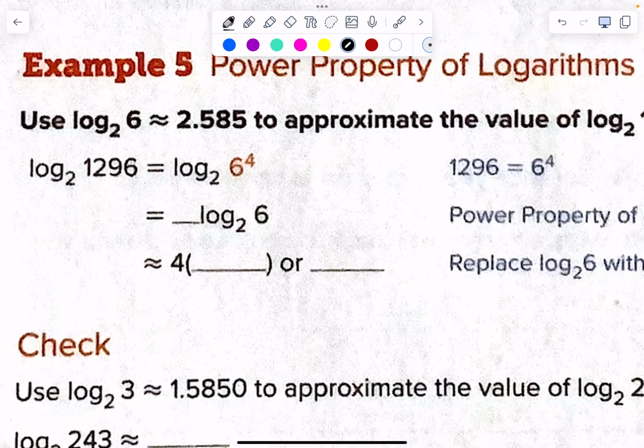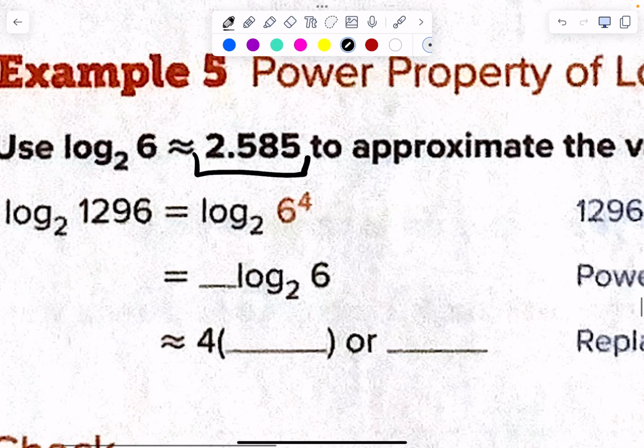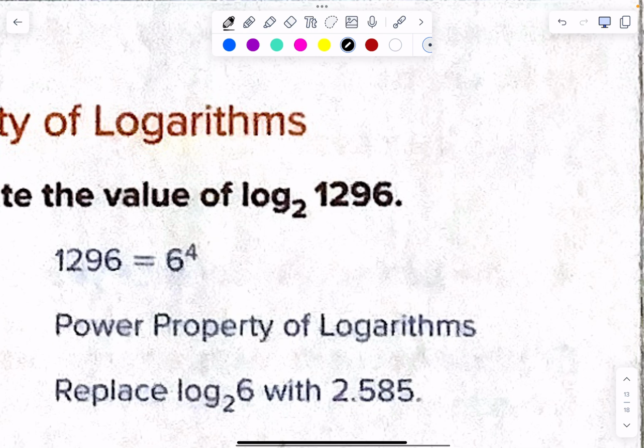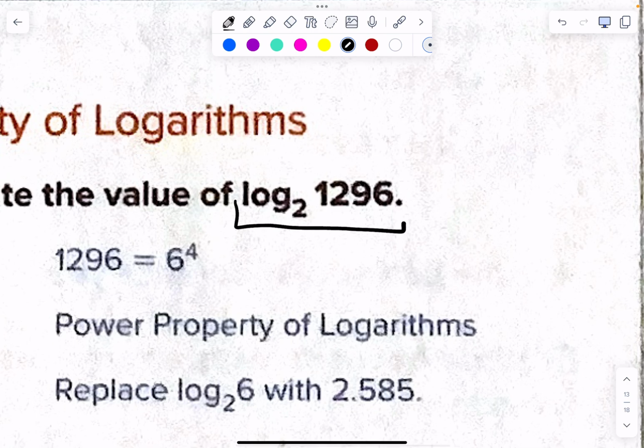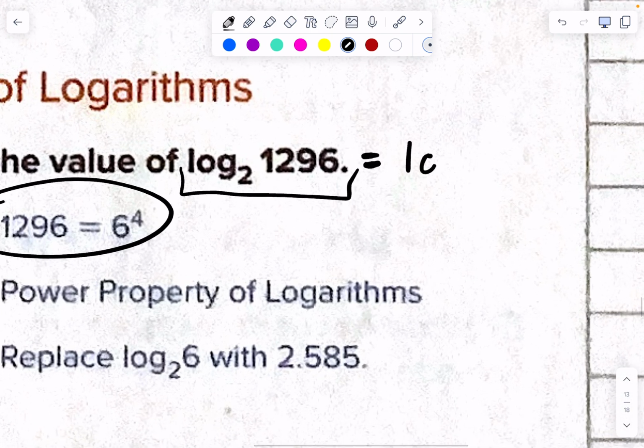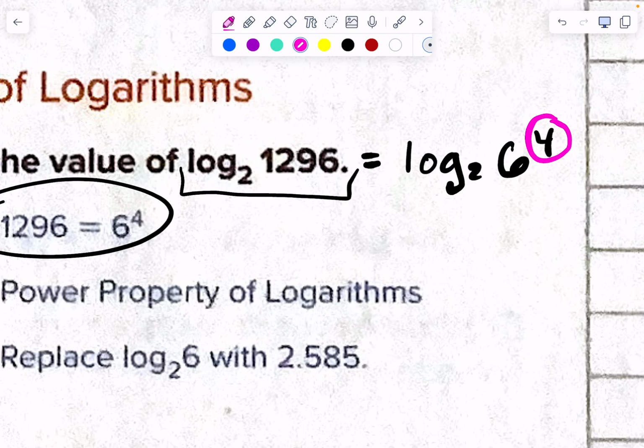Log base 2 of 6, we know this guy, all right? I'm cheating by looking down at the next one. Log base 2 of 1296. I'm just going to look right down here, that 1296 is the same thing as 6 to the 4th power, right? So this is log base 2 of 6 to the 4th power. You take 4 and put it in front. So 4 times log base 2 of 6.